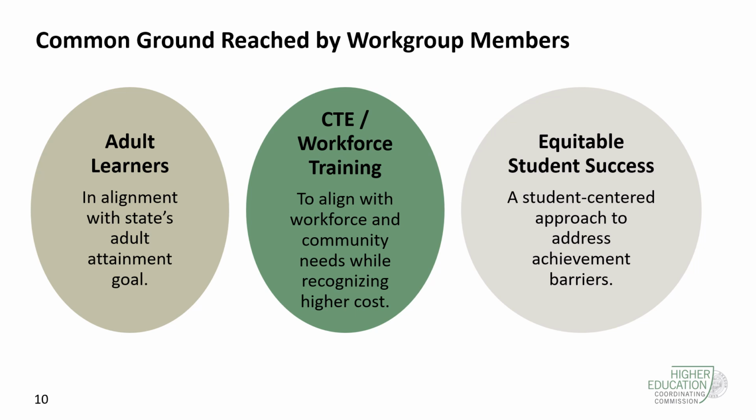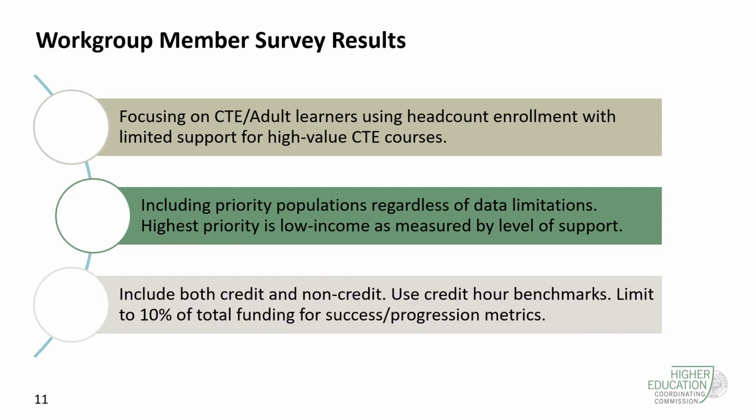There's a third common ground point. They reached consensus on equitable student success. We really need a more student-centered approach to address existing achievement barriers and pursue equitable student success and equitable student outcomes. So they wanted to do something with adult learners, something with CTE and workforce training learners, and something for equitable student success. And in that vein, we did conduct a survey.